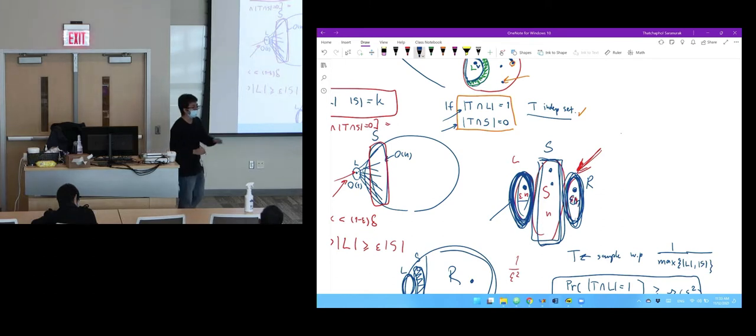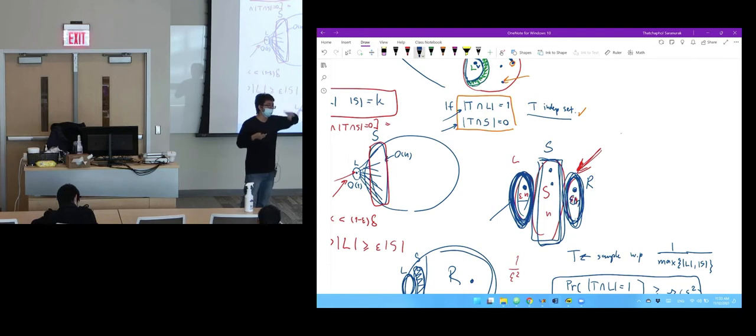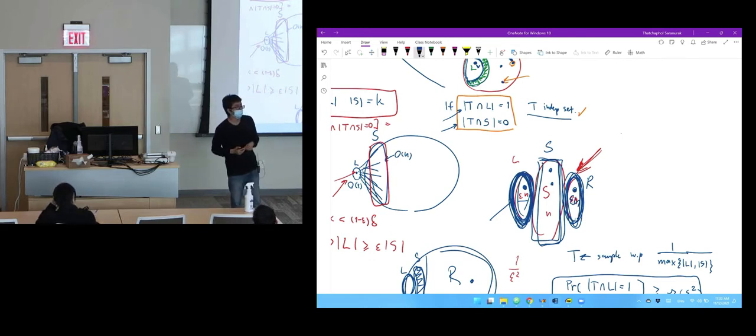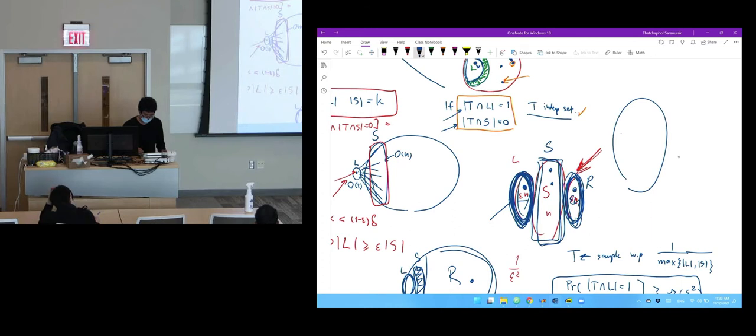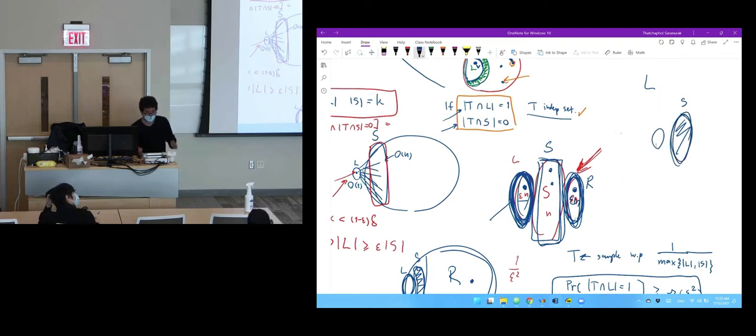When L is very big, you sample with probability 1 over L. But if S is bigger than L, then you sample with probability 1 over S. The goal is really just to avoid everything in S. If L is bigger than S, sampling with probability 1 over L will avoid things in S. But if S is bigger than L, now you need to sample with probability 1 over S. If you sample with 1 over S, then we can still bound the probability that one belongs to L.